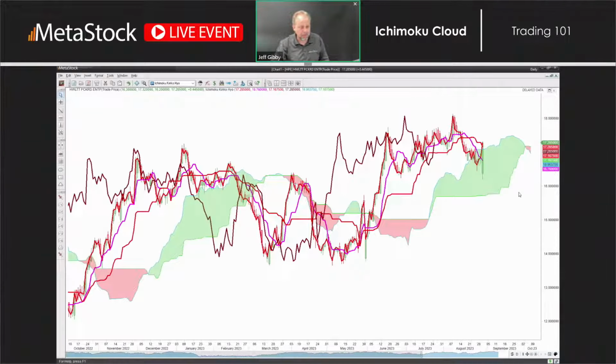If I was looking at it, the cloud's kind of flat. Looking at the relationship, it might have closed up above the cloud. But let's see what the expert advisor has to say about it.